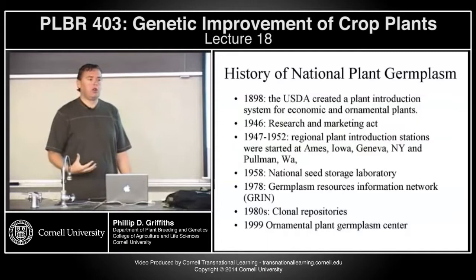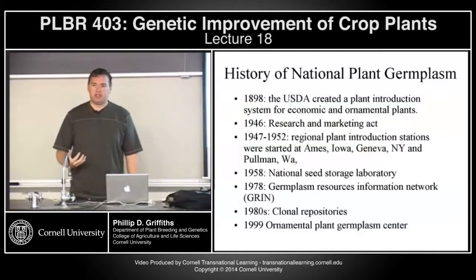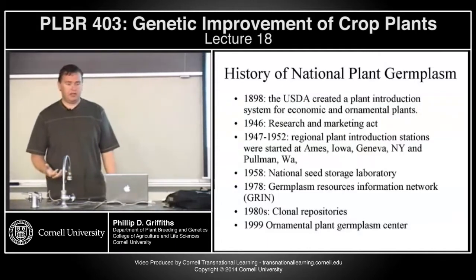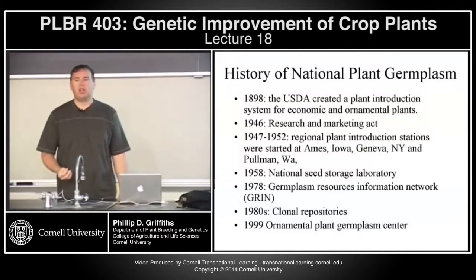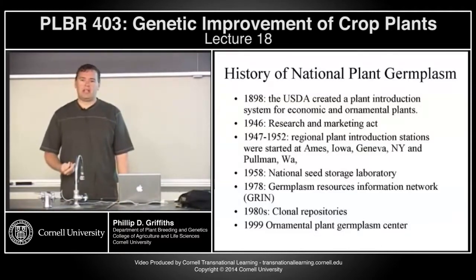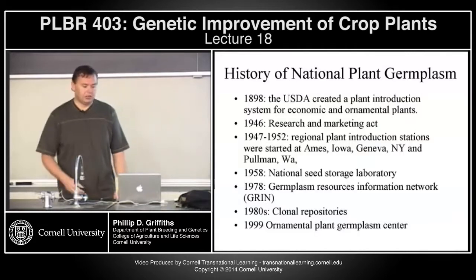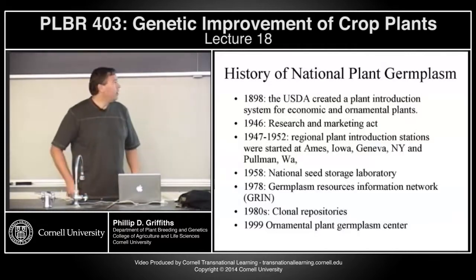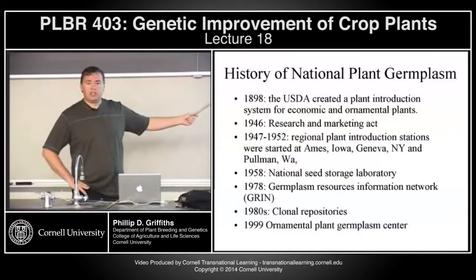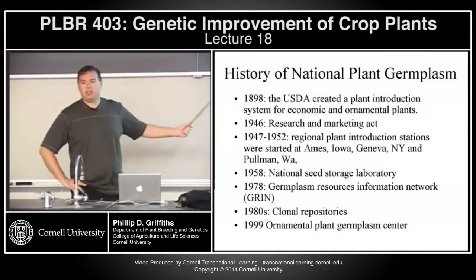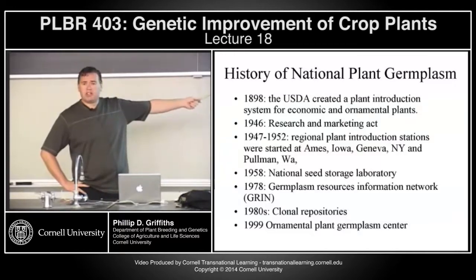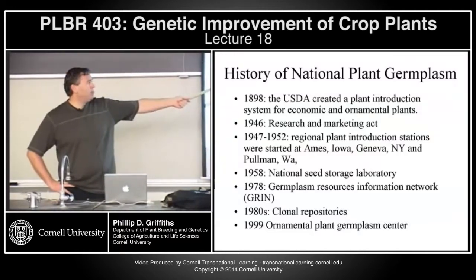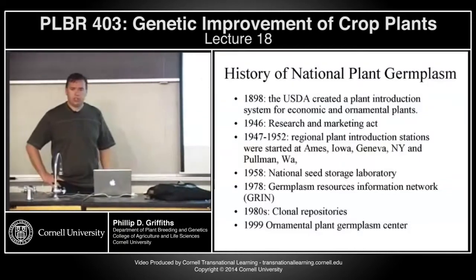So when we talk about materials that have been collected for the germplasm repositories, we oftentimes refer to them as plant introductions, or PIs, or accessions, because they're given basically an accession number. After the Second World War, this started to get taken a lot more seriously. There was a big effort in plant breeding at the time, and 3 regional plant introduction stations were opened in Ames, Iowa, Geneva, New York, and Pullman, Washington.